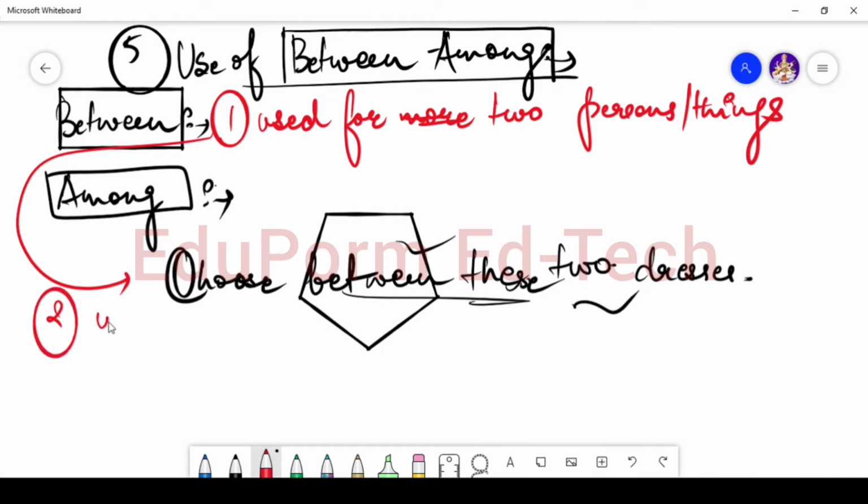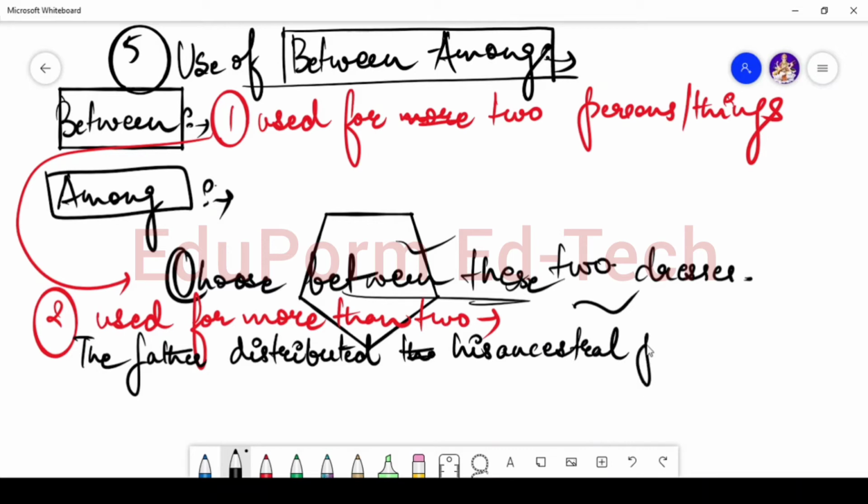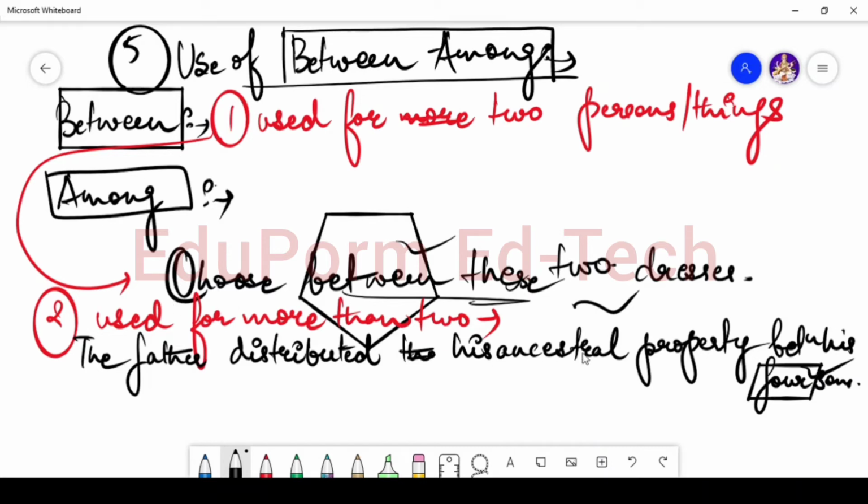Another scenario is that between can also be used for more than two. How? Let's see. Like if I have to say, the father distributed his ancestral property between his four sons. Again, if you see, this sentence has more than two people, there are four sons. So between can also be used whenever you're talking about more than two persons or more than two things.